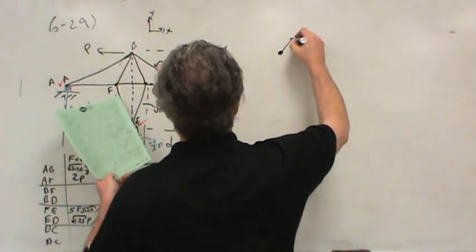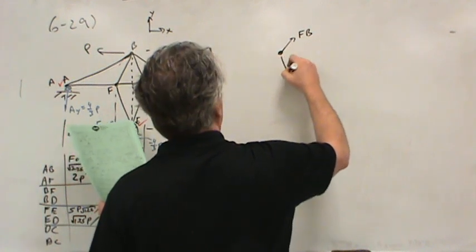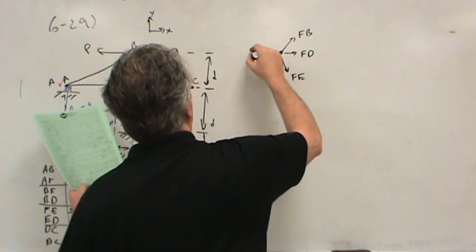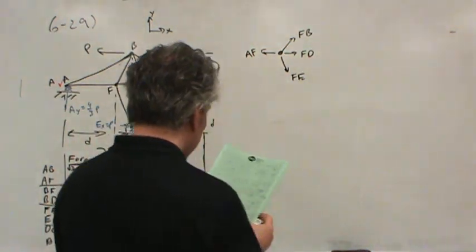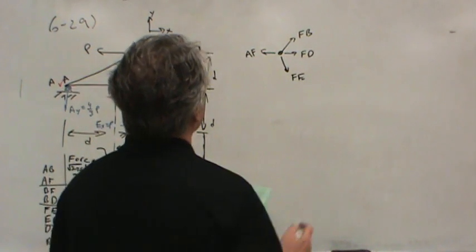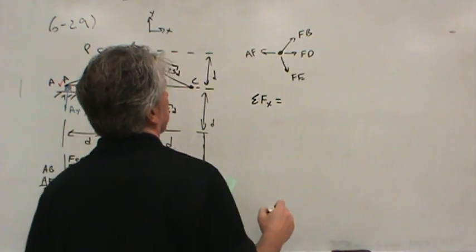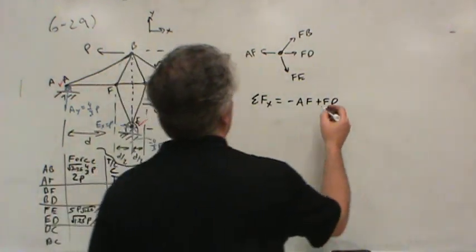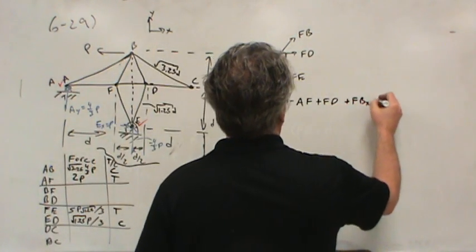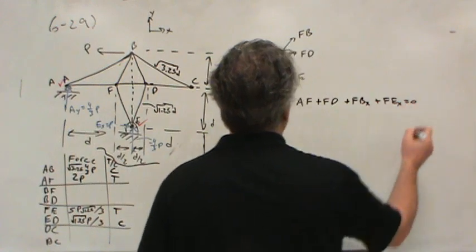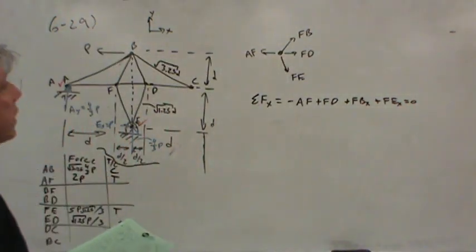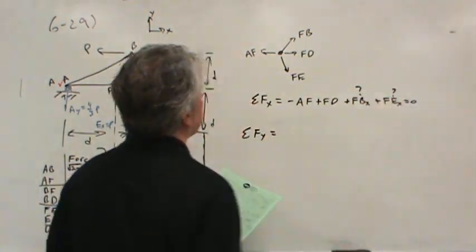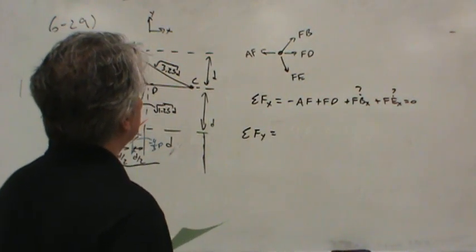Now joint F has FB, FE, FD, and AF. And let's see, if we sum forces in the horizontal direction, we get negative AF plus FD plus FBX plus FEX equals 0. So maybe I shouldn't have begun with that one. How about if we begin with the sum of forces in the y direction? Because notice I've got two unknowns in this equation. We begin with the y direction.